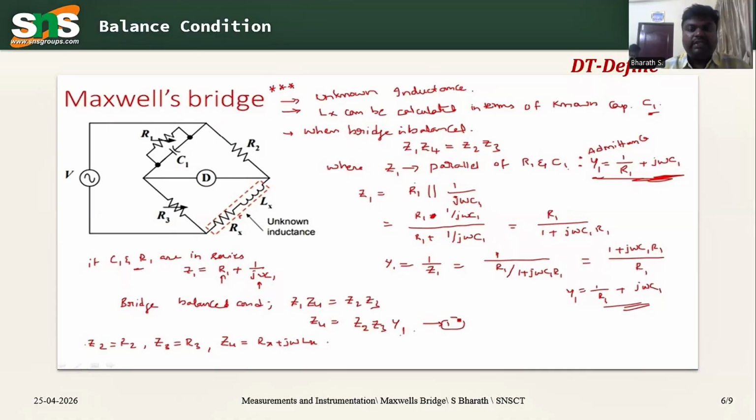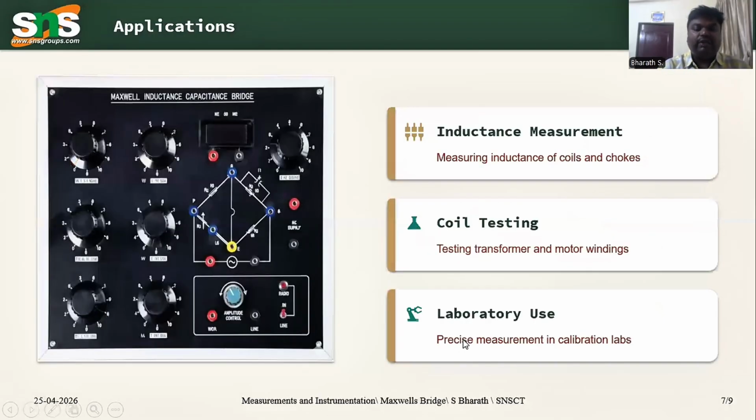Where Z1 is the parallel combination of R1 and C1, and Y1, the admittance, is the reciprocal of the impedance, which is 1 by R1 plus j omega C1. So Z1 is given by the expression R1 parallel to 1 by j omega C1. Y1 is the reciprocal of the impedance, as I already told you. Based on these formulas, we get expressions to calculate the unknown value of impedance. After calculating the unknown value of impedance, this is the use of a Maxwell's bridge.